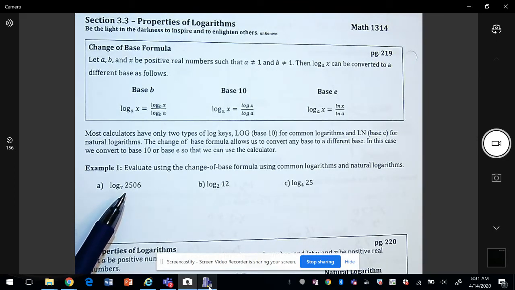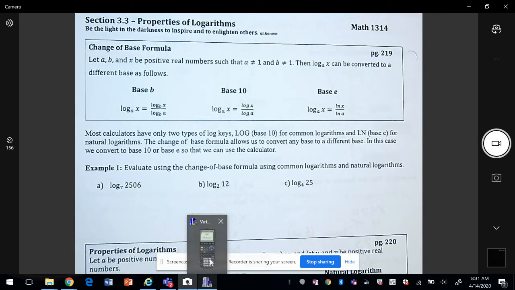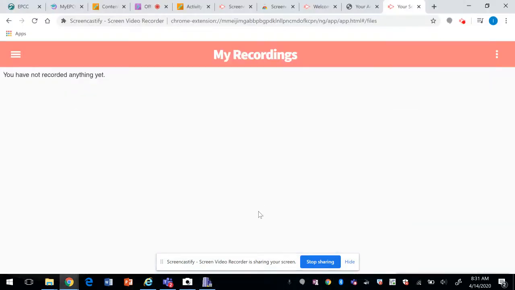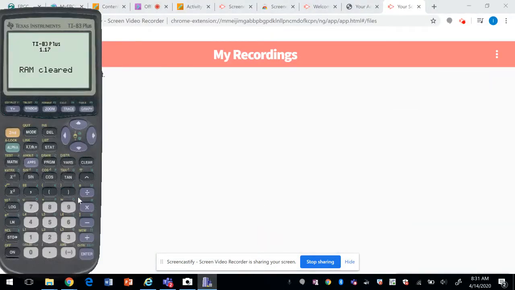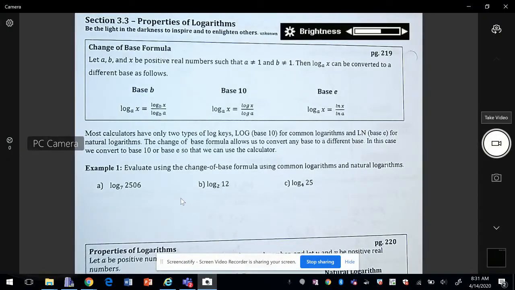Our calculators, however, only have the following keys. So if you notice here, we have the log key, but it doesn't allow us to enter a base. So the log on your calculator is only base 10, or you can have base e if we press natural log. So with the change of base, it allows us to still use our calculator.